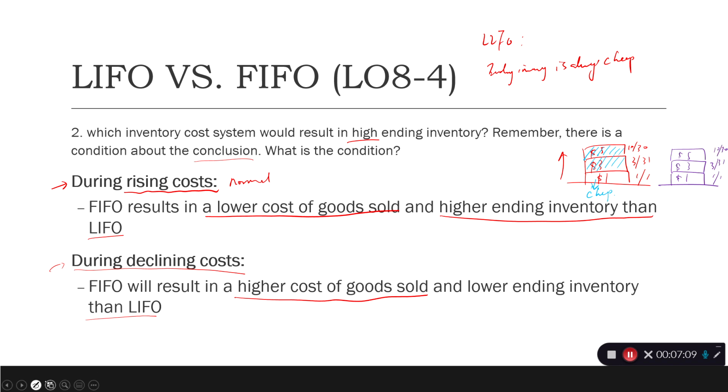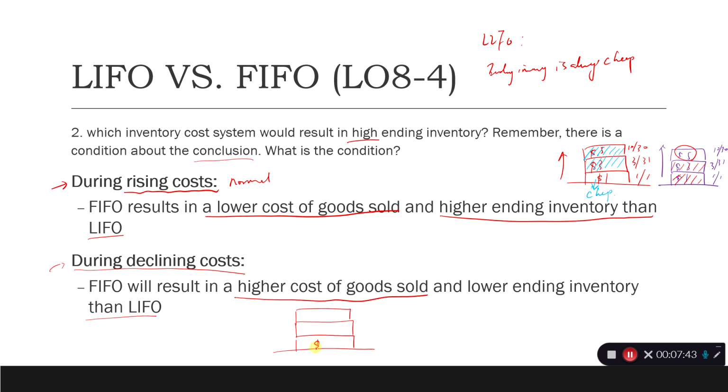On the FIFO method, when the price is rising, if you first sell the $1 layer and then the $3 layer, hence the ending inventory is going to be $5 here. Hence this sentence saying that FIFO results in lower cost of goods sold, which is $4 rather than $8, and higher ending inventory than LIFO, is exactly true.